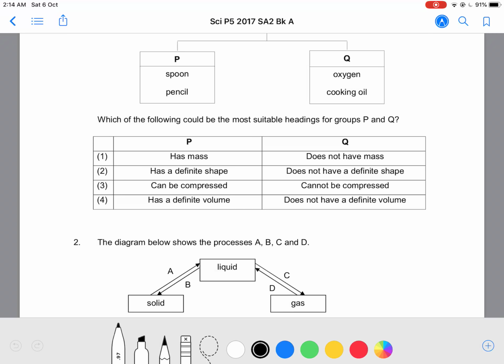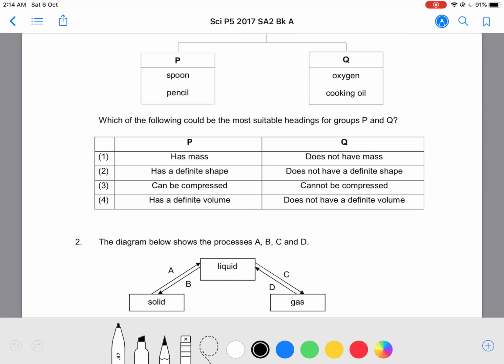If you look at the first option, has mass, sounds good to me, so I'll put a tick over there. And does not have mass. Okay, this is not possible because cooking oil has mass, oxygen also has mass, so number 1 is out.